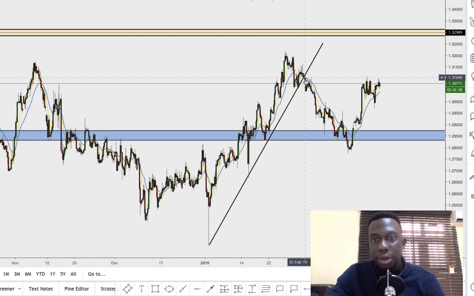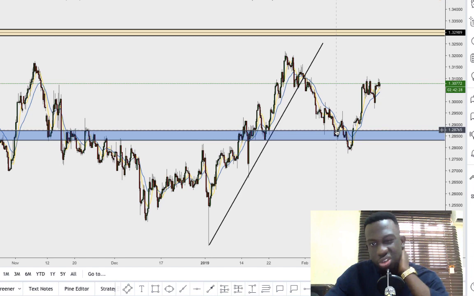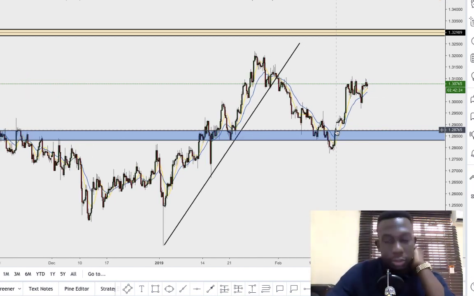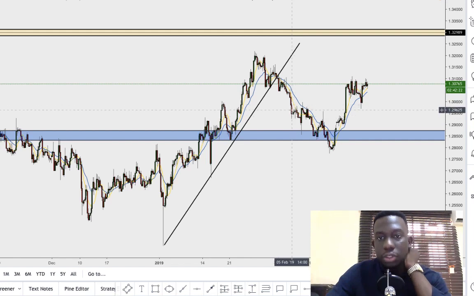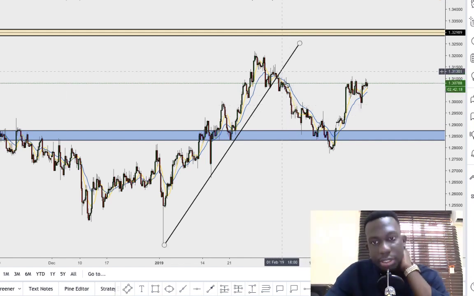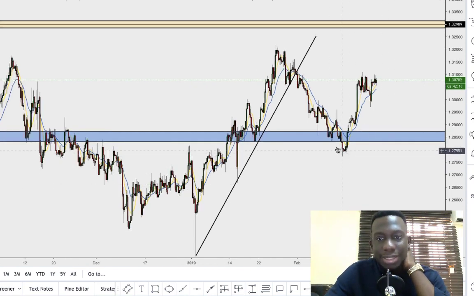I was short from somewhere about here. The break of this trend line was my short position, so I caught this whole move all the way to the downside. I probably caught about 160 some pips, a combination of two different trades. I had another short position somewhere about here. I caught about 160 some pips in this entire move.